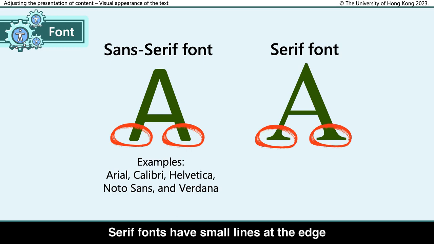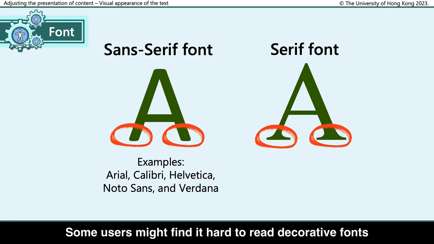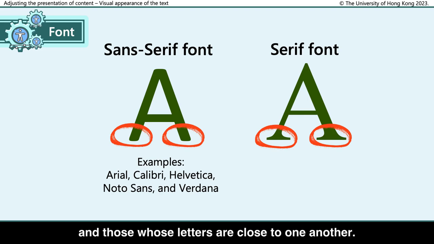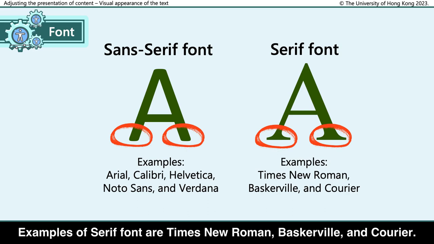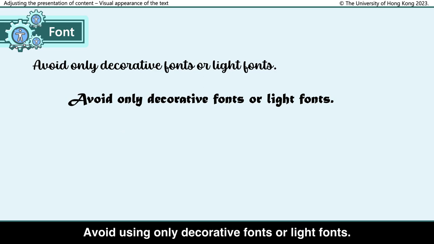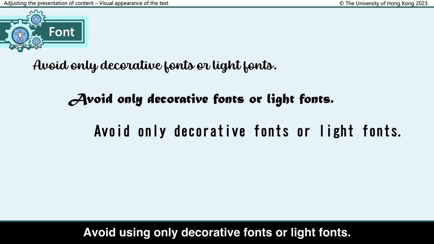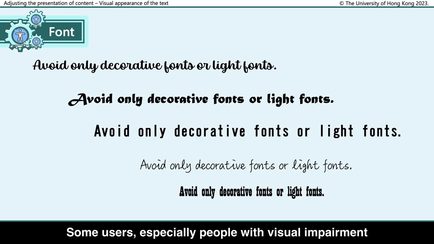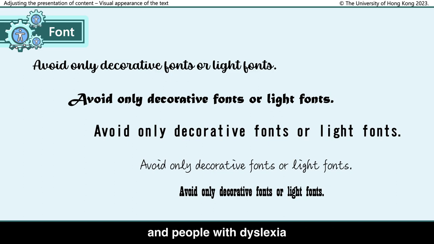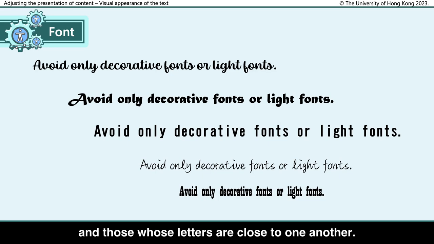Serif fonts have small lines at the edge that may hamper readability. Some users might find it hard to read decorative fonts and those whose letters are close to one another. Examples of serif fonts are Times New Roman, Baskerville, and Courier. Avoid using only decorative fonts or light fonts. Some users, especially people with visual impairment and people with dyslexia, might find it hard to read decorative fonts and those whose letters are close to one another.